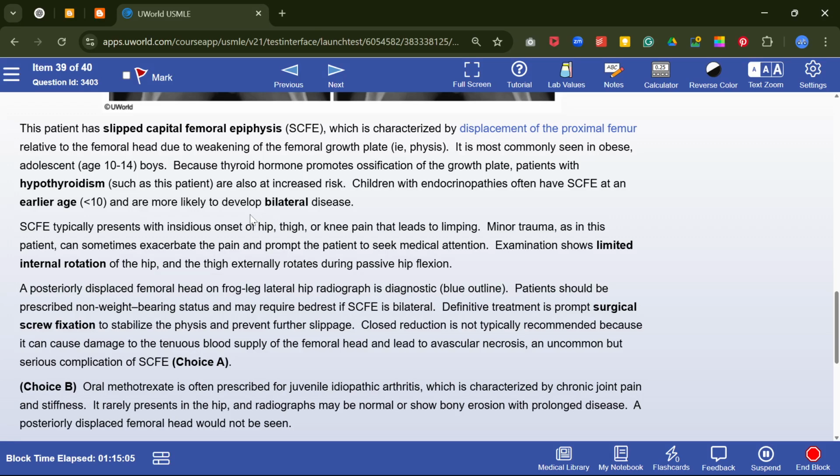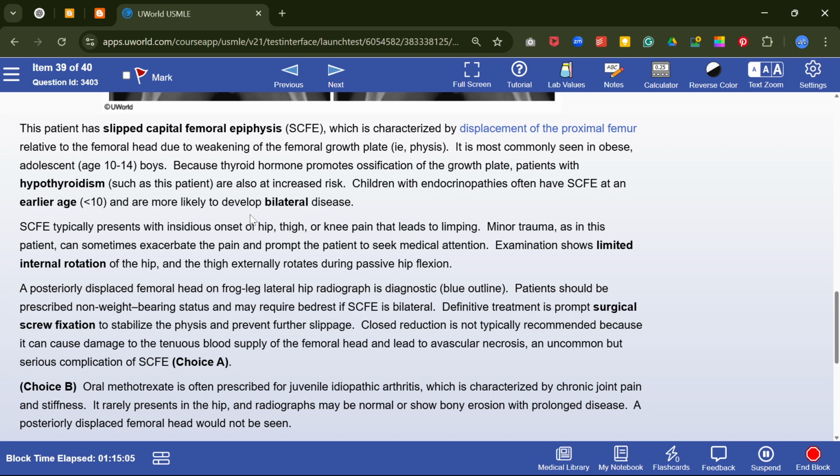Examination shows limited internal rotation of the hip, and the thigh externally rotates during passive hip flexion. A posteriorly displaced femoral head on a frog-leg lateral hip radiograph is diagnostic. Blue outline. The patient should be prescribed a non-weight-bearing status and may require bed rest.